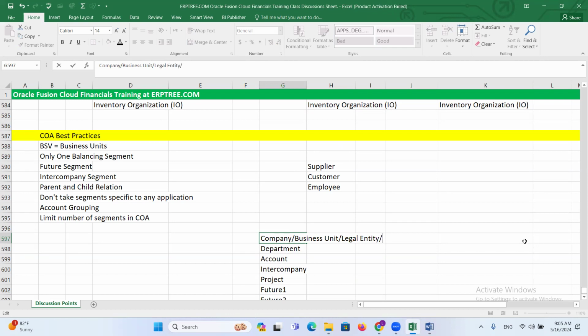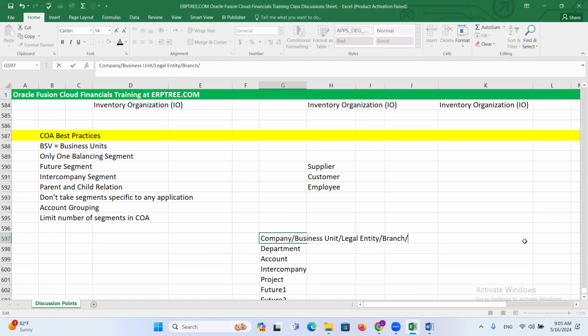In some implementations, they say my company means not legal entity. Okay. So that legal entity has 4 branches, 4 businesses. So that I want to take as a segment. It could be branch also. The segment name you may see as a branch or outlet.